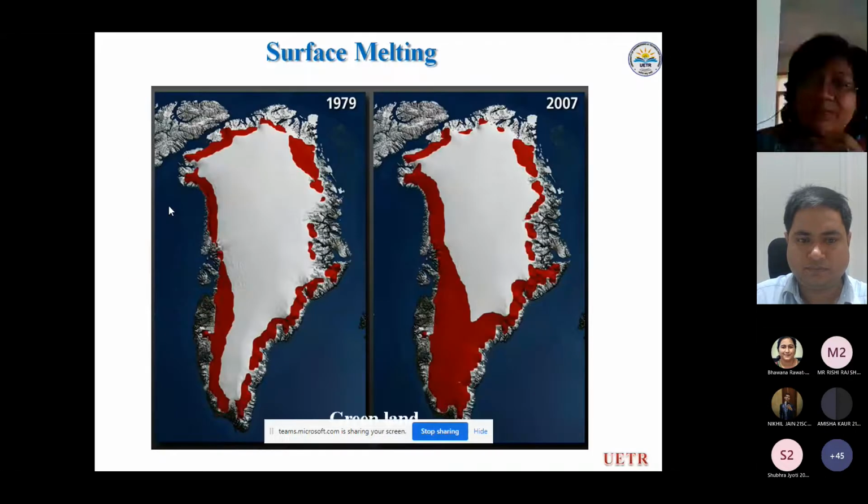The surface melting. You can see this image of Greenland, the melting of the glaciers very rapidly. The left picture is showing 1978, whereas the right picture is showing 2007. There is a drastic change in the melting of the glaciers.